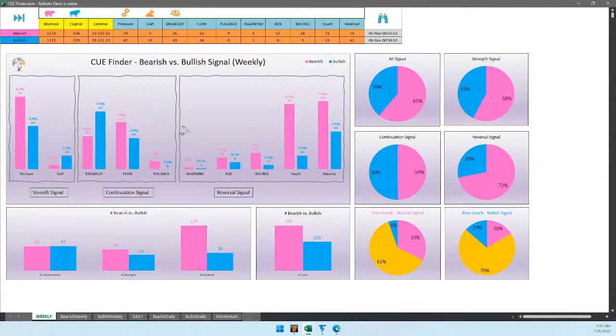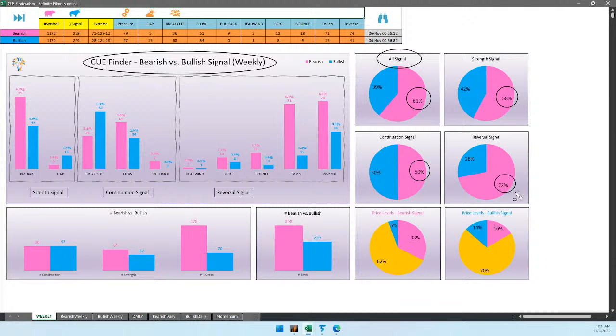Let's look at the weekly picture, the balance between bullish and bearish signals using the weekly interval. It's 61% bearish when I look at all signals. Strength signals are also more bearish than bullish. Trend continuation is 50-50. Reversals are bearish. So the weekly period is bearish, and that is in sync with what we saw in Q Edge.